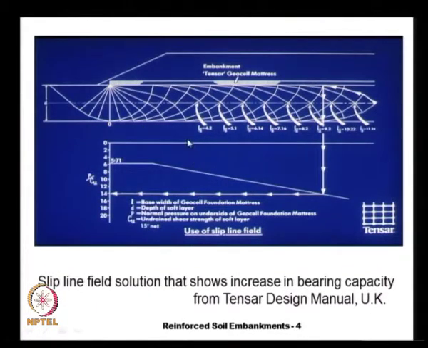The solution looks something like this. Basically we plot a graph by drawing the embankment and the geocell to some scale, and then we superimpose the slip line fields, and then we can read off the increase in our bearing capacity factor.